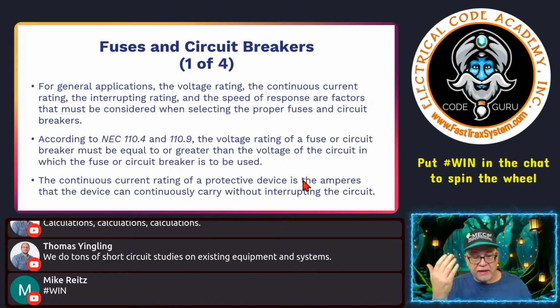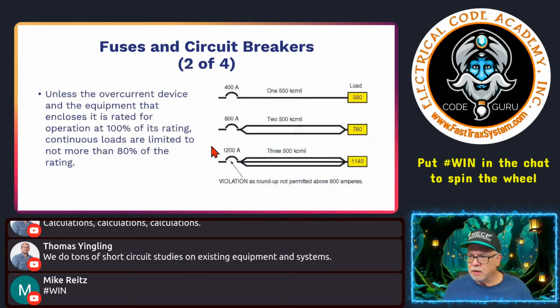Take the breaker's rating and multiply that by 80%. And that's the maximum continuous load that you can have on that device. Okay? That makes sense? So hopefully you understand the reciprocals and how that all works. All right, here you go.